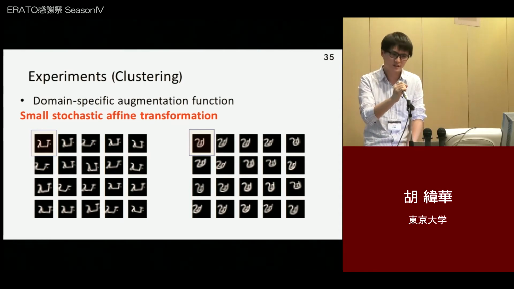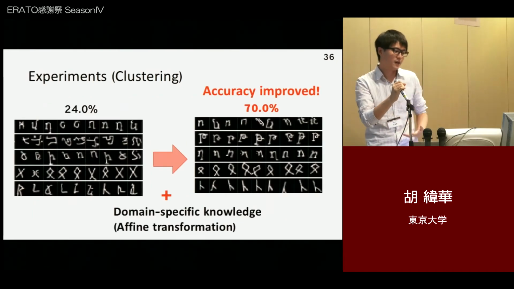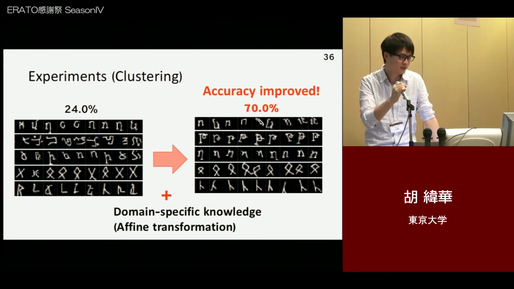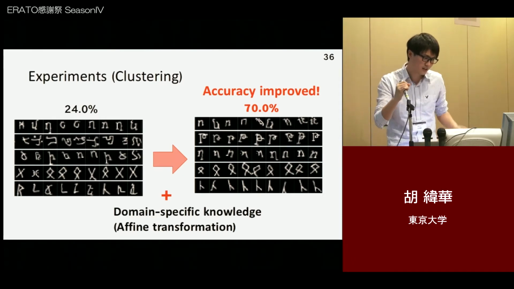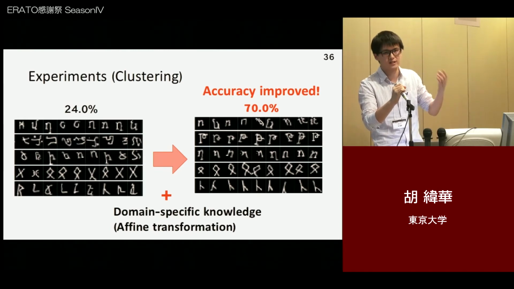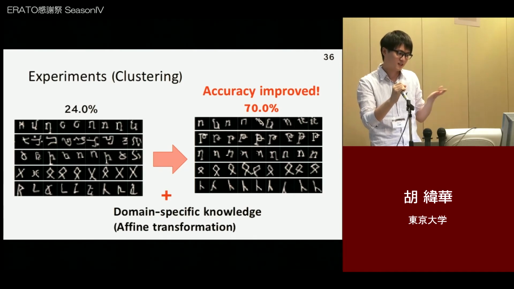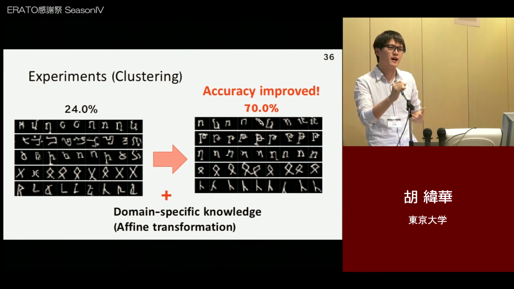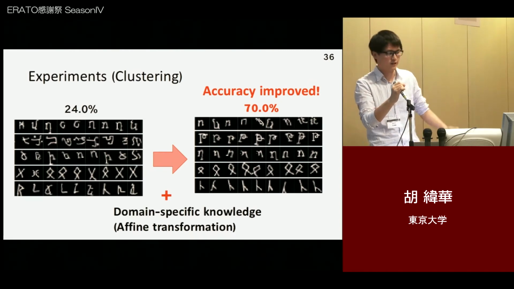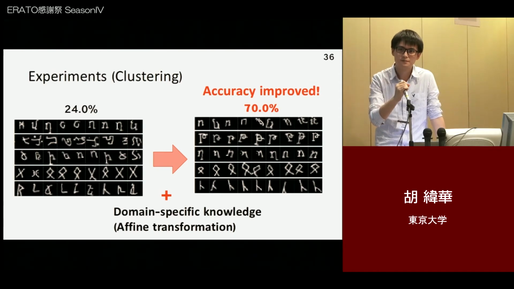By using this domain-specific knowledge, we show that we are able to improve the clustering performance very significantly. In the right figure, each row corresponds to the data points assigned to the same cluster. We see that our method is able to find clusters that are more meaningful than in the left figure.